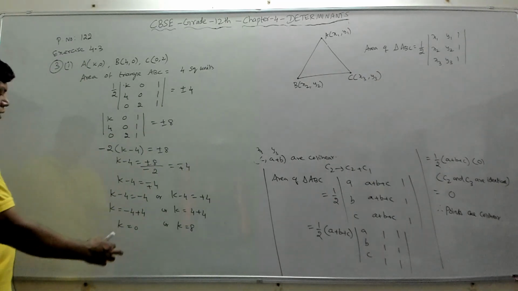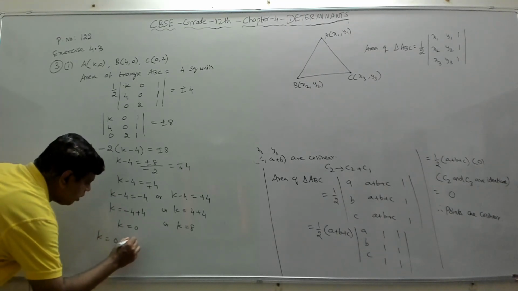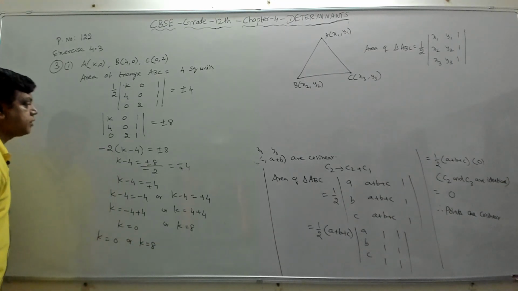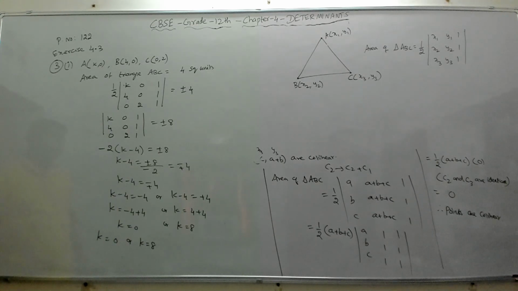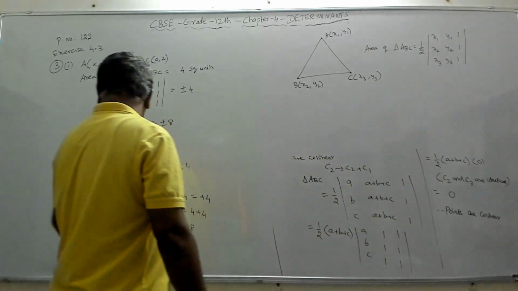Right? And the answer is either k is 0 or k is 8. So k is equal to 0 or k is equal to 8. That's the final answer. Right? So all of you can pause the video and take the notes. And third problem, second subdivision, you can take it as homework.